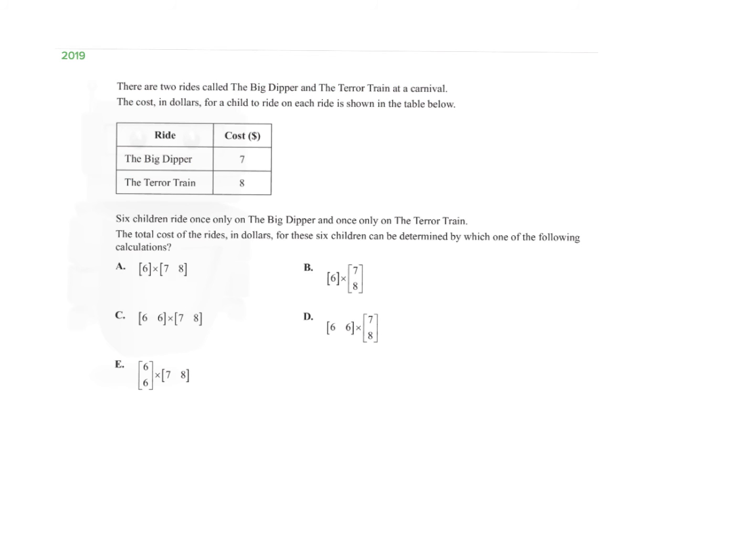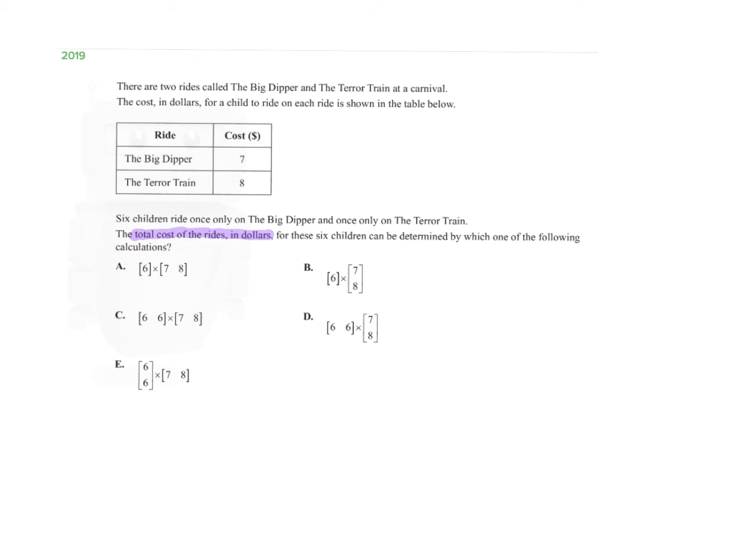Okay, there are 2 rides called the Big Dipper and the Terror Train at a carnival. The cost in dollars for a child to ride on each ride is in the table below. 6 children ride once only on the Big Dipper, once on the Terror Train. The total cost of rides in dollars for these 6 children can be determined by the following calculations. So here's where you sort of need to know what happens when you manually multiply. Because the question is asking you for the total cost of rides in dollars for these 6 children.